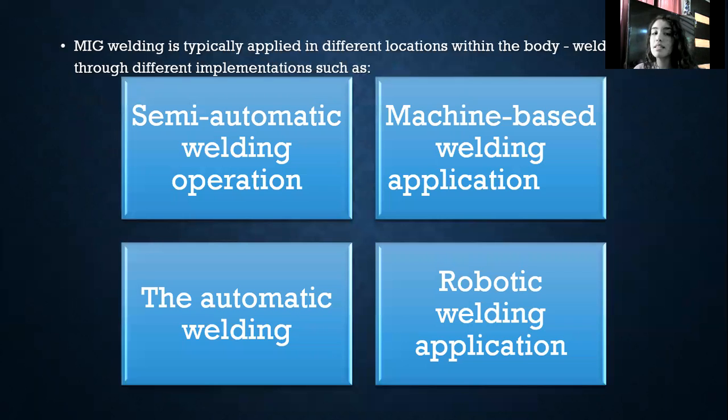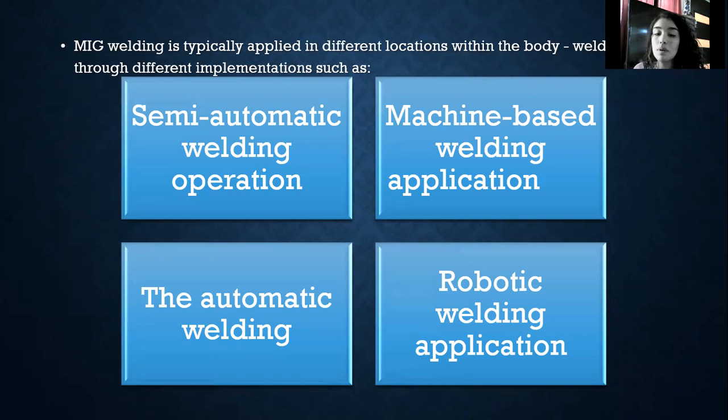MIG welding is typically applied in different ways, such as semi-automatic welding operation, where the electrode is controlled by a machine, but the movement is controlled by the operator, by a person.